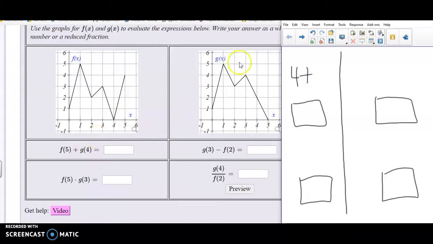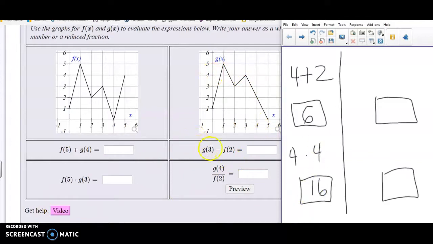Now, g of 4, this is g on the right here. So g of 4, you go to the x value of g, you go up to 4, and you get a y value of 2. So on the top left, you're going to get 4 plus 2, which is going to be 6. Now, on the bottom left here, it says f of 5 times g of 3. So f of 5, this is f. f of 5 is going to be 4. And then times g of 3. Well, g over here is 3, so x, you go up to the y value, and it's 4. So you're going to get 4 times 4, and you're going to get 16 down here.